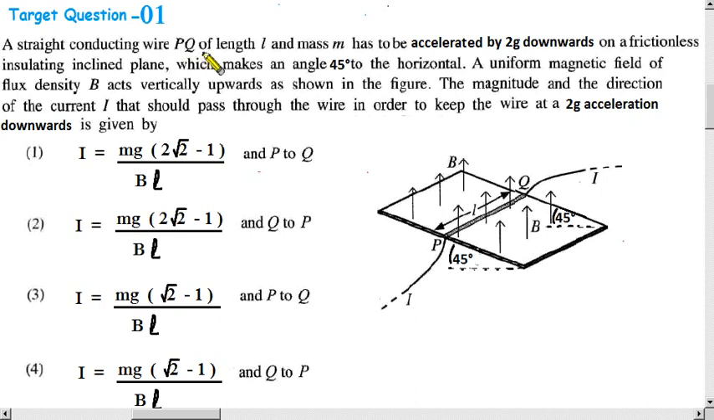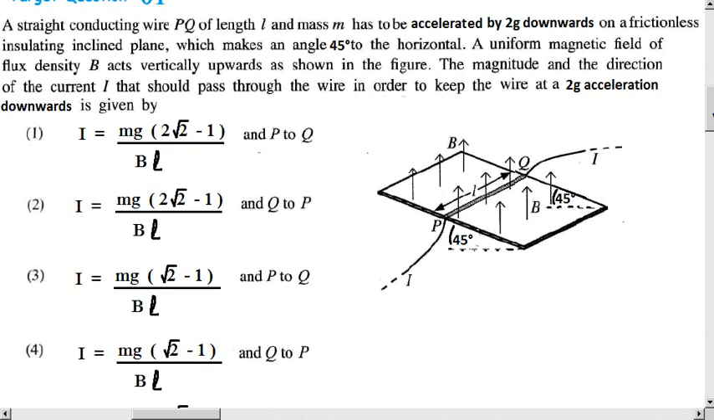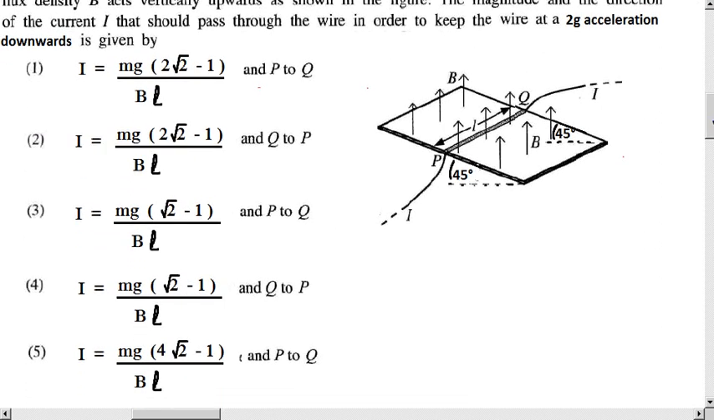A straight conducting wire PQ of length L and mass M has to be accelerated by 2g downwards on a frictionless insulating inclined plane, which makes an angle of 45 degrees to the horizontal. A uniform magnetic field of flux density B acts vertically upwards as shown in the figure. The magnitude and the direction of the current I that should pass through the wire in order to keep the wire at 2g acceleration downwards is given by. There are 5 answers. So honestly, try this on your own. Pause the video now.